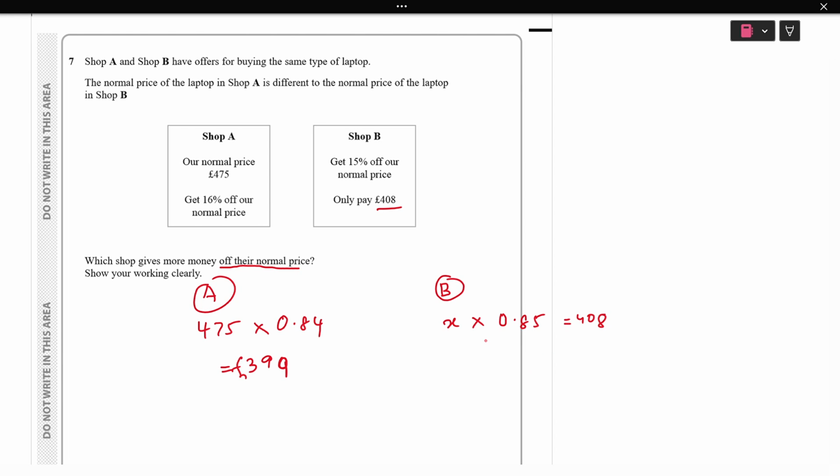Okay, so here no need to find this one. See, our paying amount is given 408. Here the paying amount is 399. So shop A gives the more money off offer, because here the paying amount is 408 and here the paying amount is 399. So we are paying less for shop A.